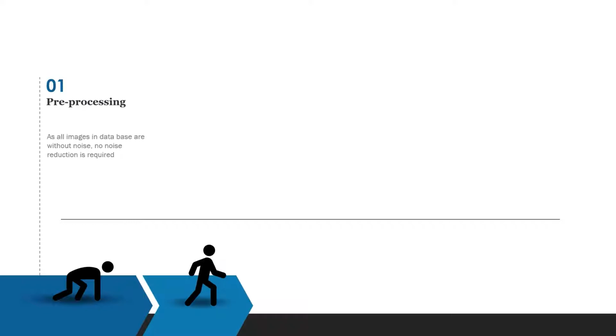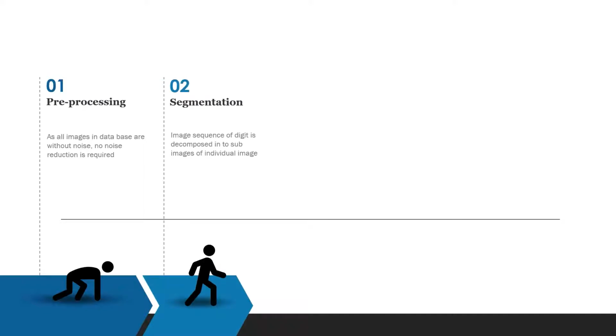So the steps that are involved in this model. First one, pre-processing. At this stage, because all images in the databases are clean and without noise, no noise reduction technique is required here. But in a real-time system, we need to remove noise from the images. And the second one is segmentation.